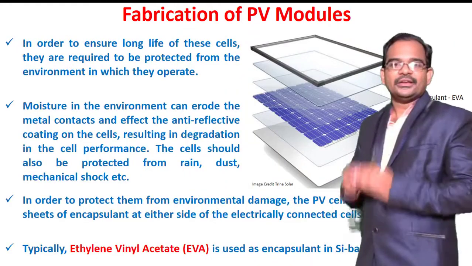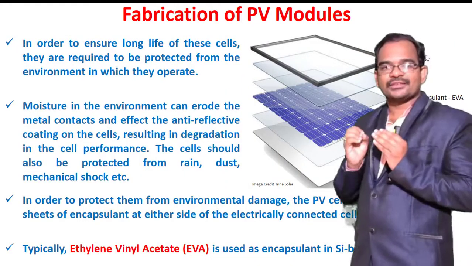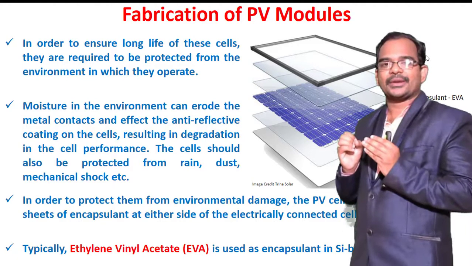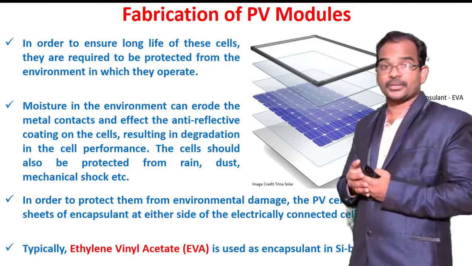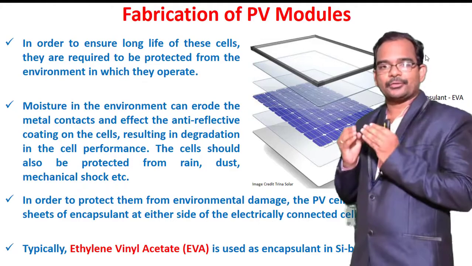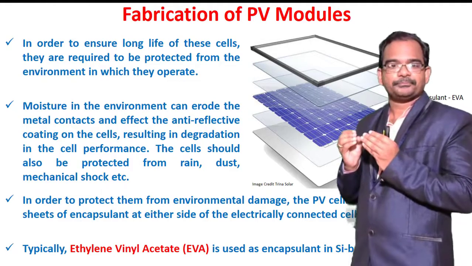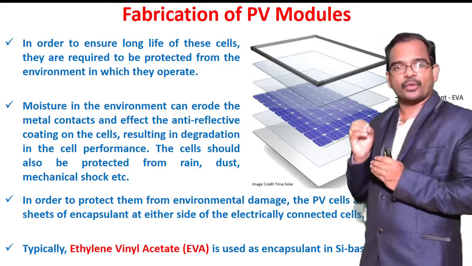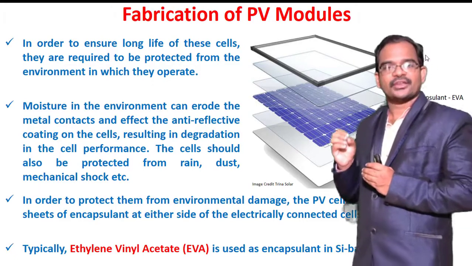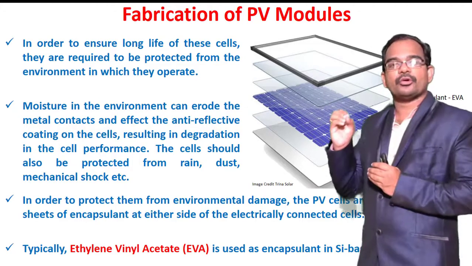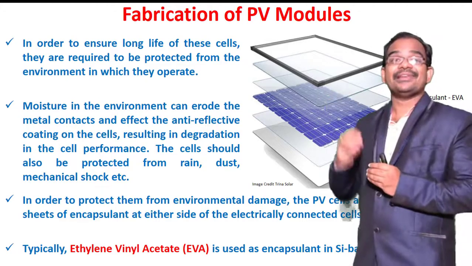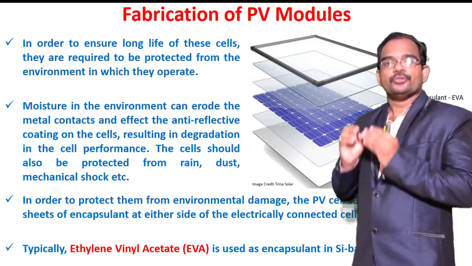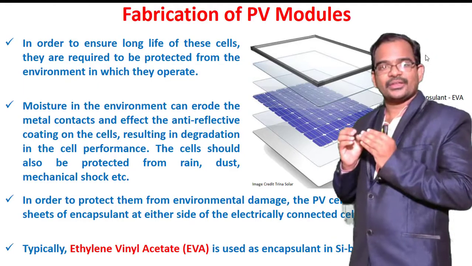Now in order to ensure long life of these solar cells, they are required to be protected from the environment in which they operate. It means that moisture in the environment can erode the metal contacts and affect the anti-reflective coating on the cells. This results in the degradation of the cell performance. Therefore, you need to protect the cells from the environment.